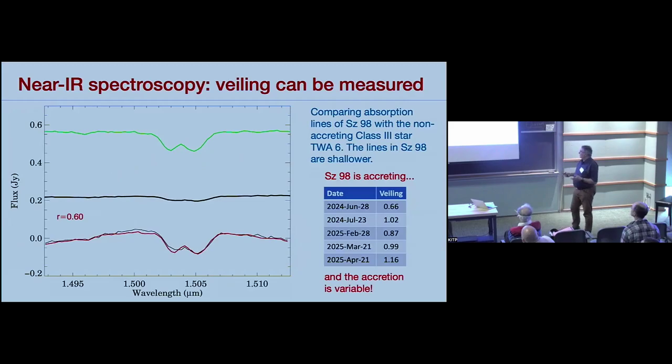We use the method so-called veiling. This is the spectrum of our spectra, because we have IRTF spectra here, and we check the depth of a certain absorption line and compare it with a non-accreting other similar spectral type source. So that our measurements are much shallower, our line shallower, which means that the source is accreting.